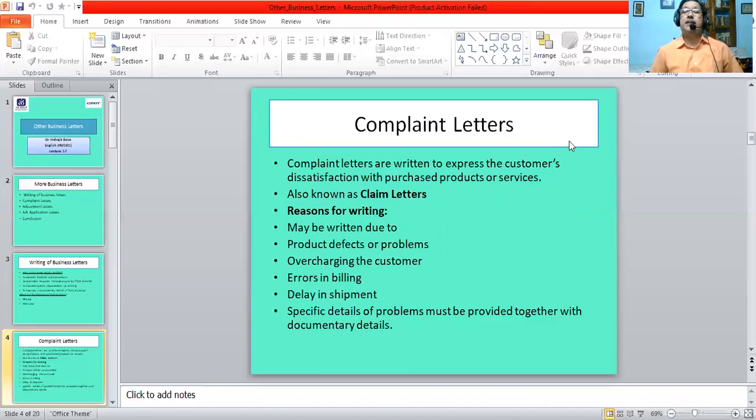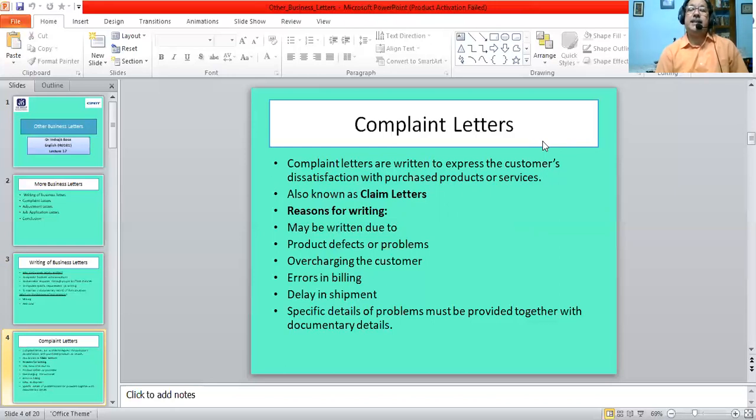Okay, let me say it for you. They are called claim letters because the customer, or rather the aggrieved customer, is making a claim to the company in this case, or asking for some compensation in lieu of the damaged product or malfunctioning product or improper service, or asking for some financial compensation, as the case may be. So that is why these letters, because they are making a claim on behalf of the customer to the company, are also known as claim letters.